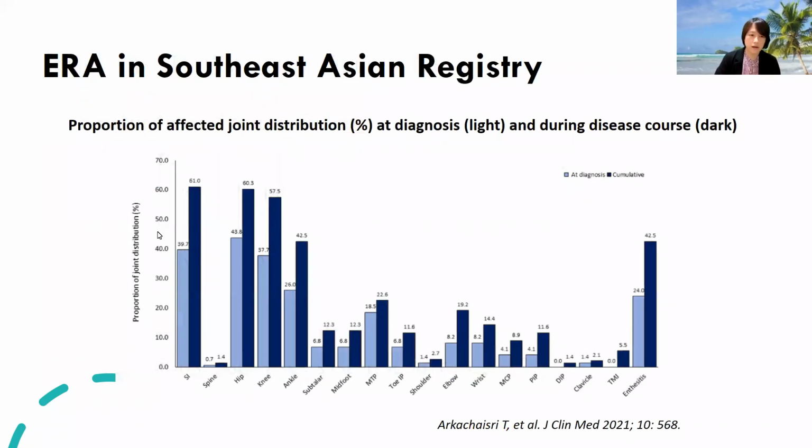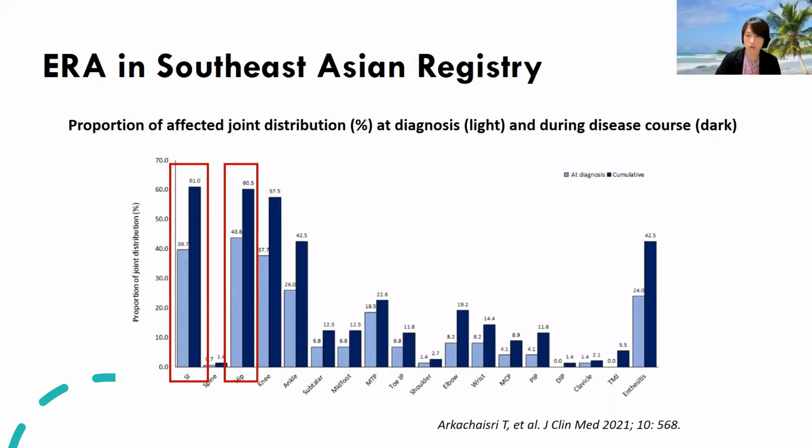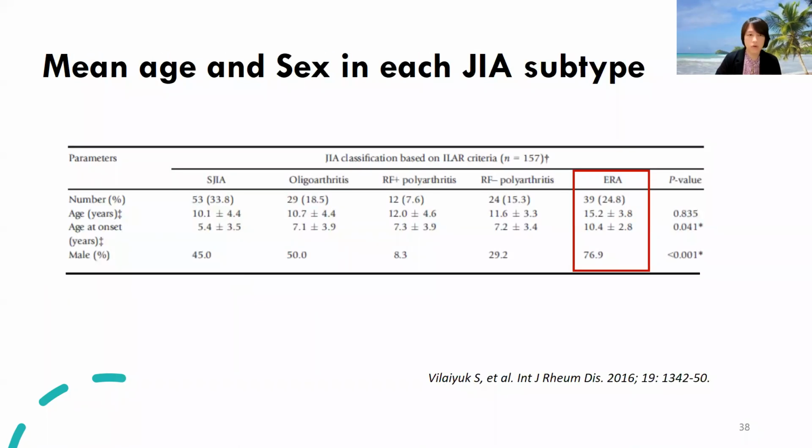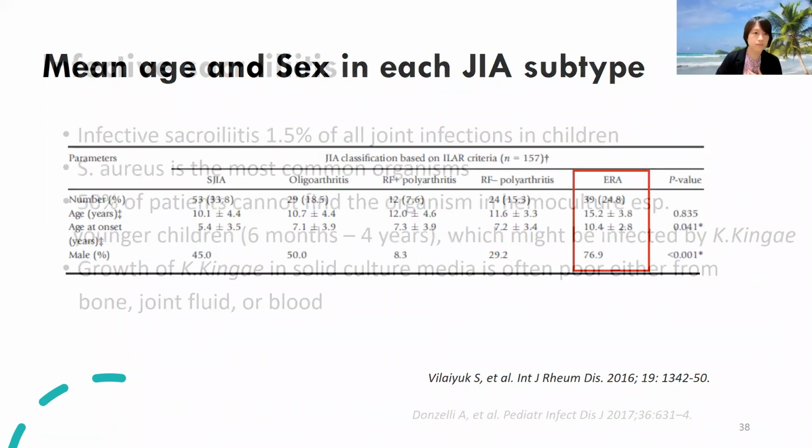As for the ERA manifestations, in about one third, patients can come with sacroiliitis, hip arthritis, and enthesitis, and when you follow up patients, it can increase to 60%. But if you look at the demographic data of ERA, the age at onset is around 10 years and mostly male predominance, which is quite weird for this case, a 2-year-old girl. So I think it's unlikely to be ERA in my opinion.